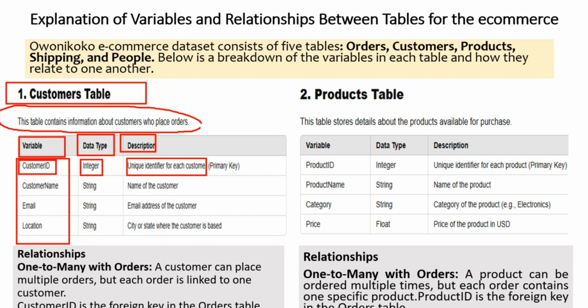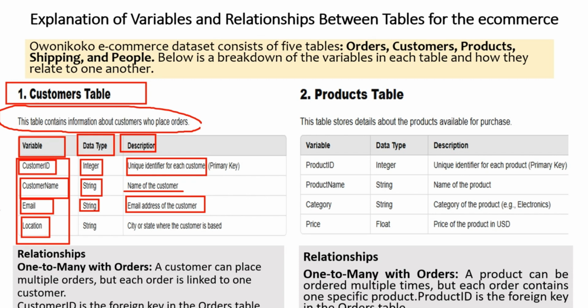Primary keys are unique identifiers, right? So the second variable is the customer name, maybe Ahmed or Yanekuti. This is a string or text data type, which is basically the name of the customer. The third variable is the email of the customer. The data type of that is a string, of course, the email address of that particular customer. Then the location of the customer. It could be a city, a state, or where the customer is based.